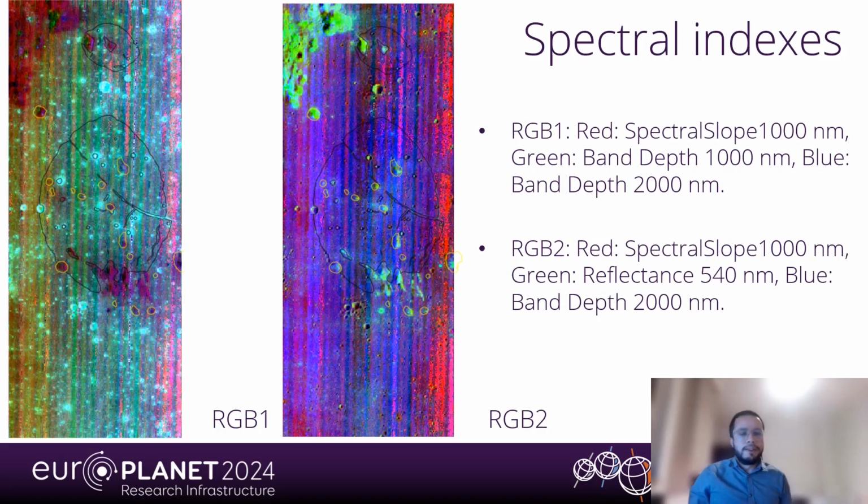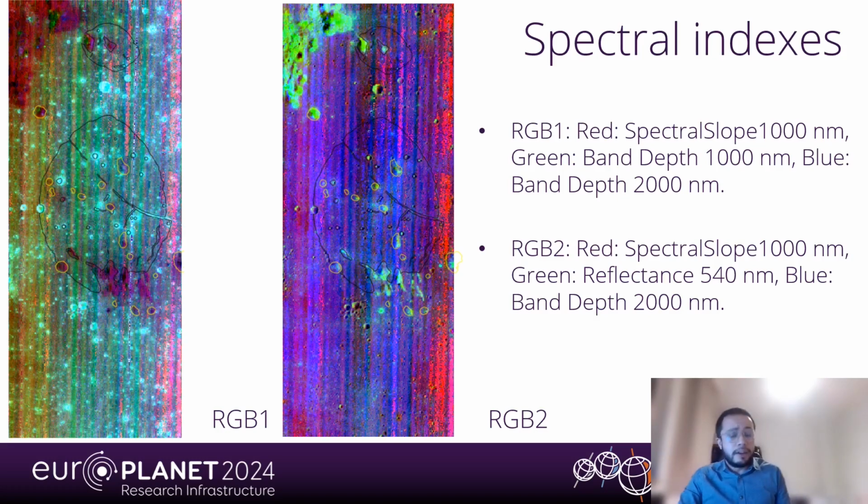We also have these two indexes, the RGB one that also allows us to see the maturity. So the darker locations have higher maturity, and the impact craters that you can see are brighter, representing lower maturity because the soil is fresher than the other one.